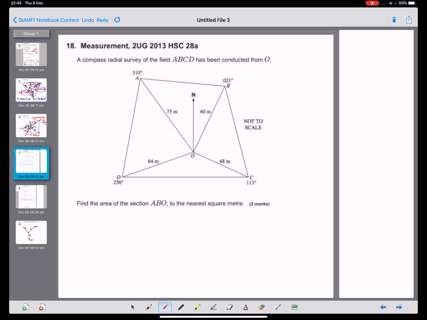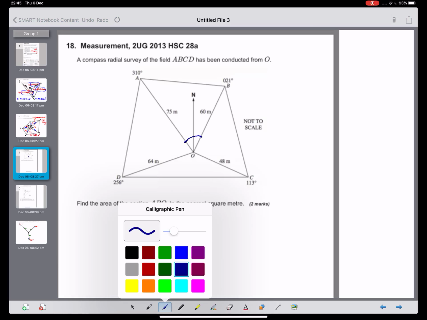Okay, so this one was a 2-unit HSC past paper question from 2014. It's asking you to find the area of ABO, this triangle, the area here. So pause the video and have a go. Okay, so you should have done that now. The tricky bit here is to work out what this angle is here. So let's do that.